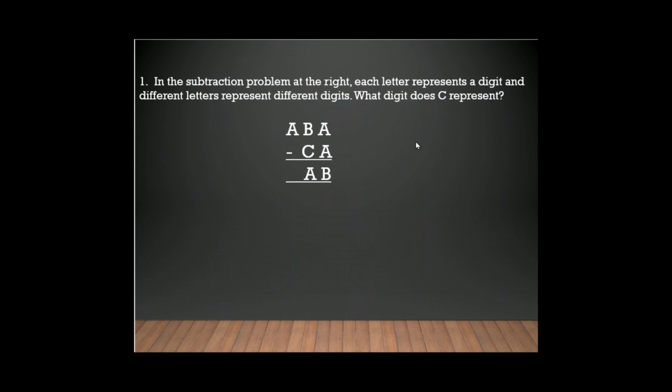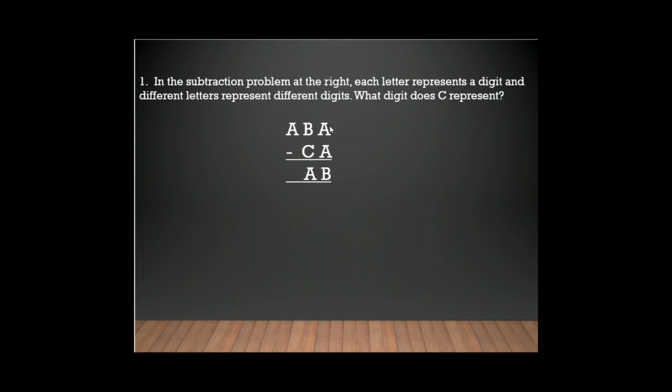As I said, we are going to discuss some Math Olympiad questions. This is the first question for today. In the subtraction problem given here, each letter represents a digit and different letters represent different digits. That means none of the digits are getting repeated, and we need to find what digit the letter C represents.